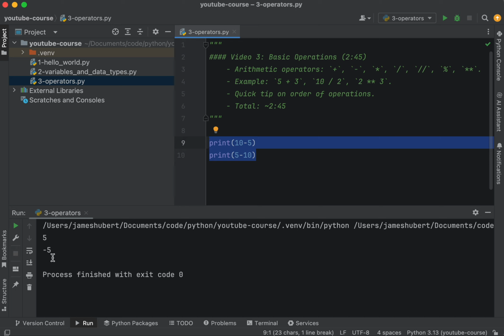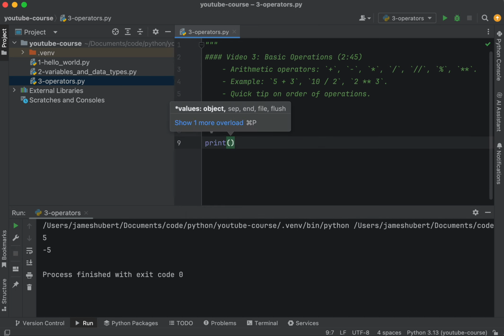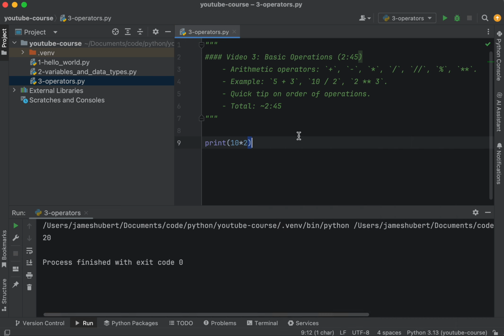And negative 5 is an integer because it doesn't have a decimal. It's not a float, it's an integer. Integers can be negative. Let's do multiplication. So let's do 10 times 2. 20, and this is using the asterisk.